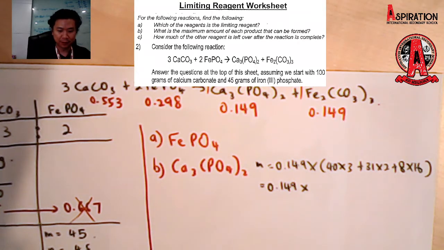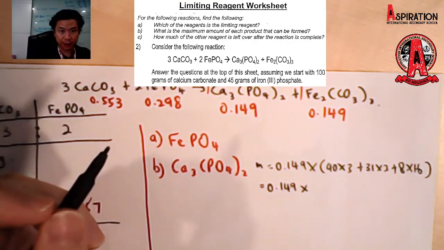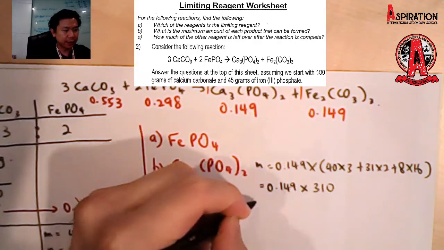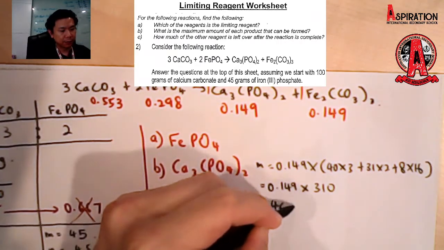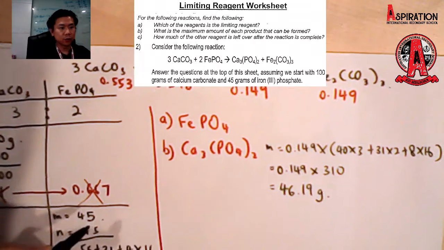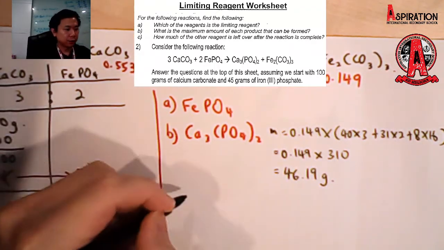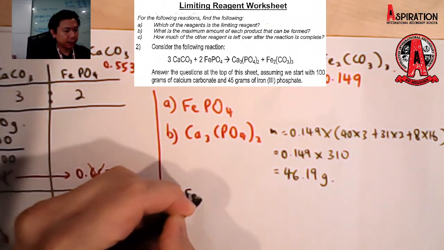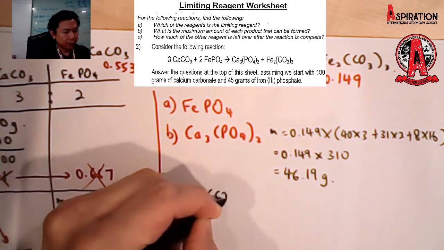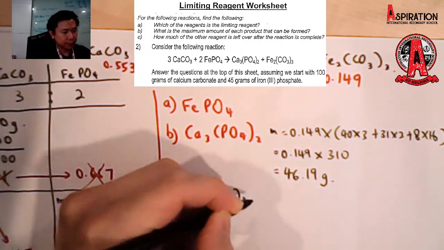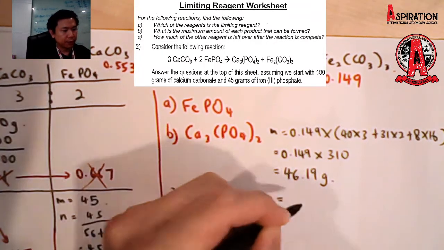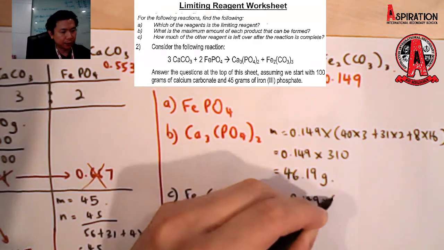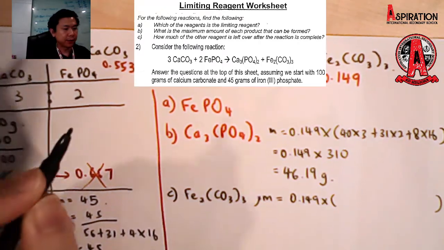All right, 310. Did anyone put 310? Very good, 310. So the mass will be 46.19 grams. Let's work out our next product, which is iron 3 carbonate. So the mass will be 0.149 multiplied with, let's find out.